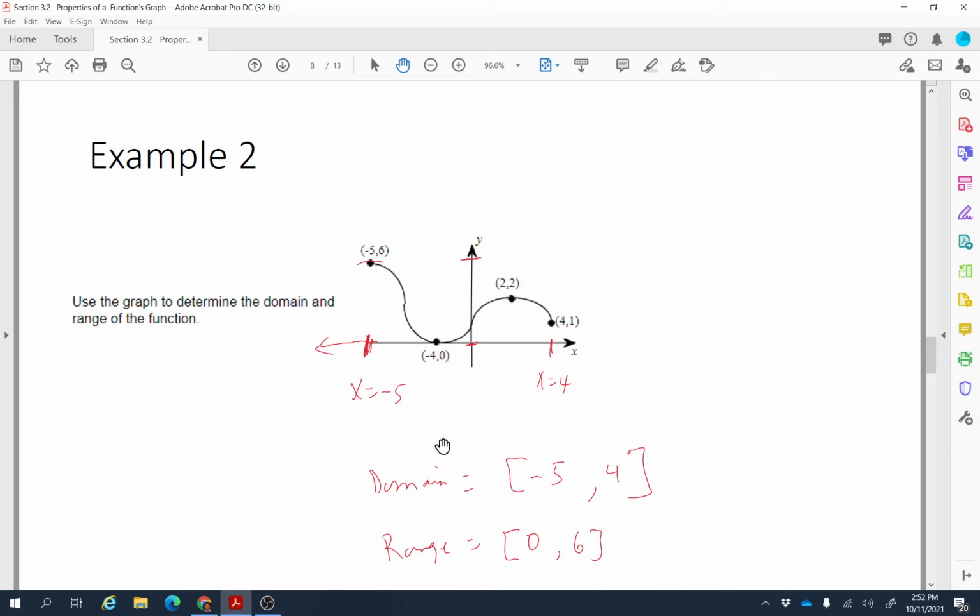So for the domain, you have to focus on the x coordinate, from the lowest one up to the upper one, including everything. If there is something missing, you don't include that. But here there is nothing missing. There is no gap. And range is the y value: from what y values to what y values the graph is expanding, and that is your range.